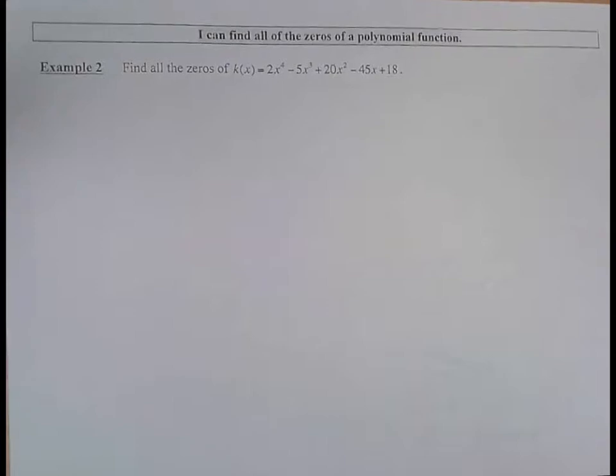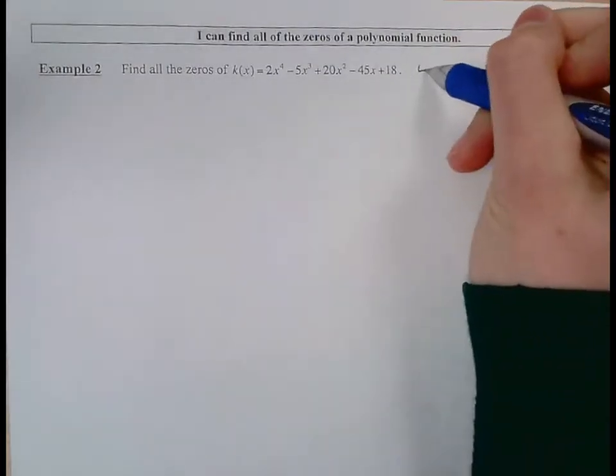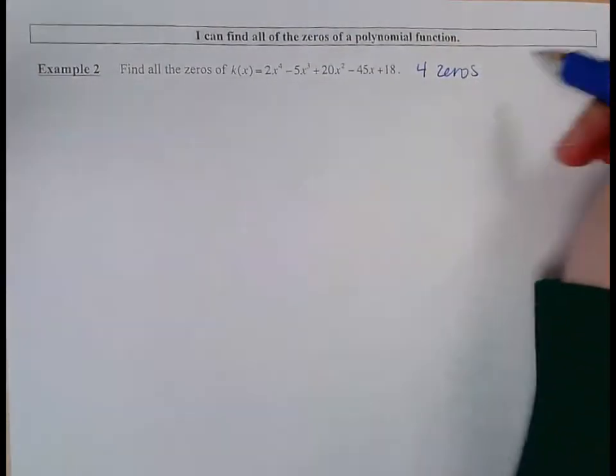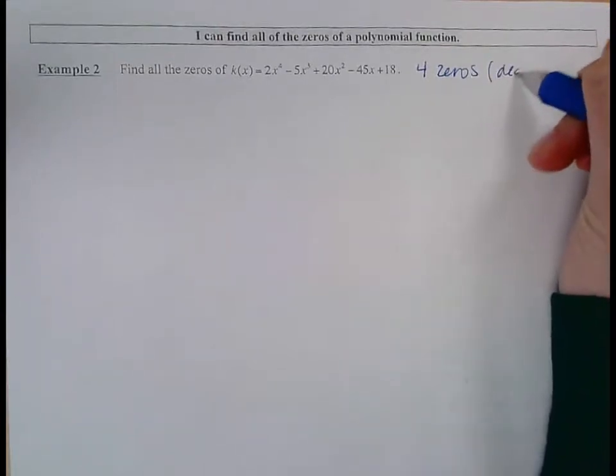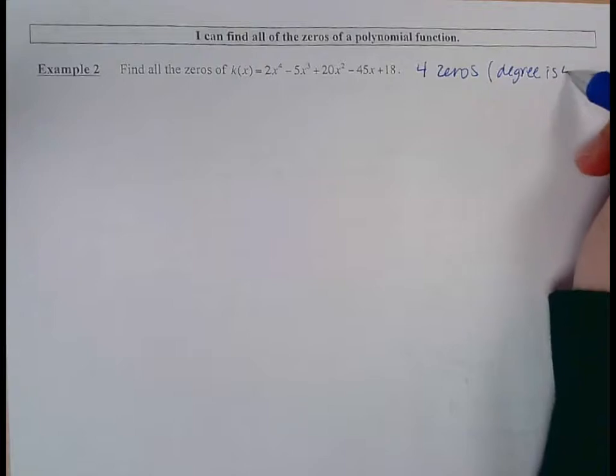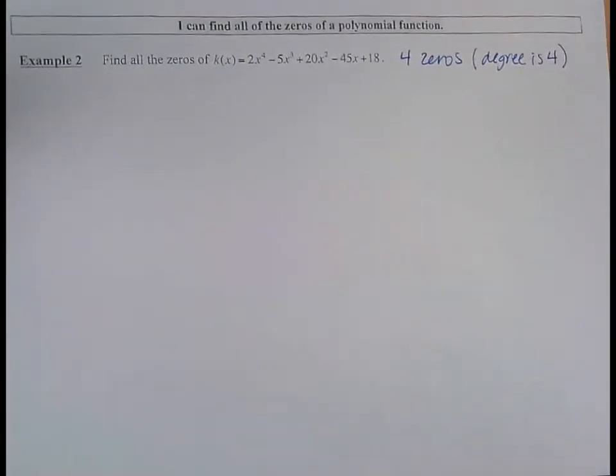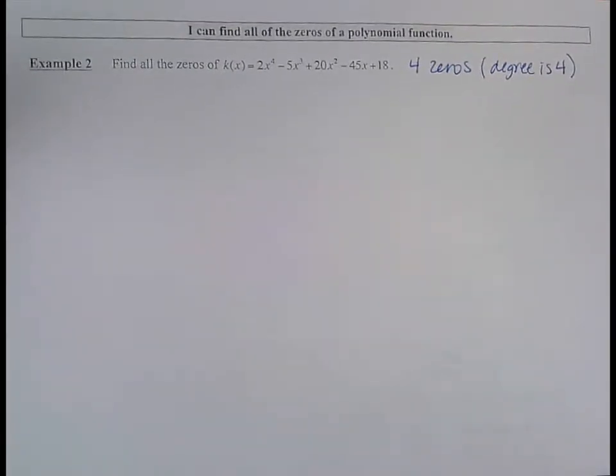So first of all, just in looking at the polynomial, how many zeros should there be? 4. And why should there be 4? Degree is 4. Okay, so that's just helpful to know ahead of time how many answers I should have. I should have 4.